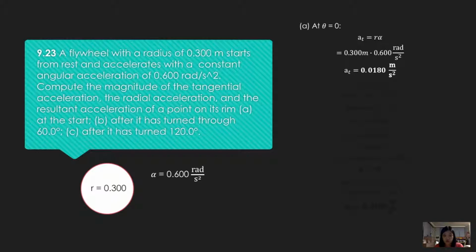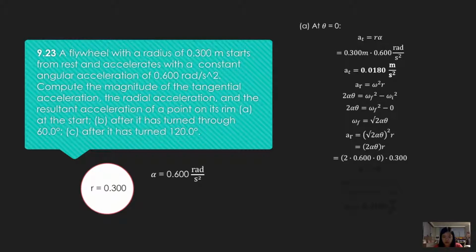Next we'll get radial acceleration, which is omega squared times r. To get omega, we'll need to use this equation, and since it starts from rest, omega sub i is 0, we can square it both sides and get omega simply, and we can substitute that to the equation for radial acceleration. We can simplify this further since it's a square of a square root, and that will be simply 2 alpha theta r. Substitute the values, and we'll simply get radial acceleration equals 0.